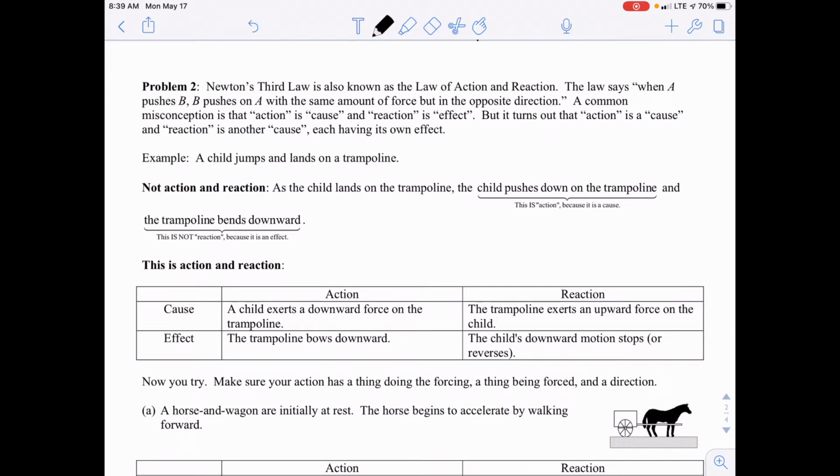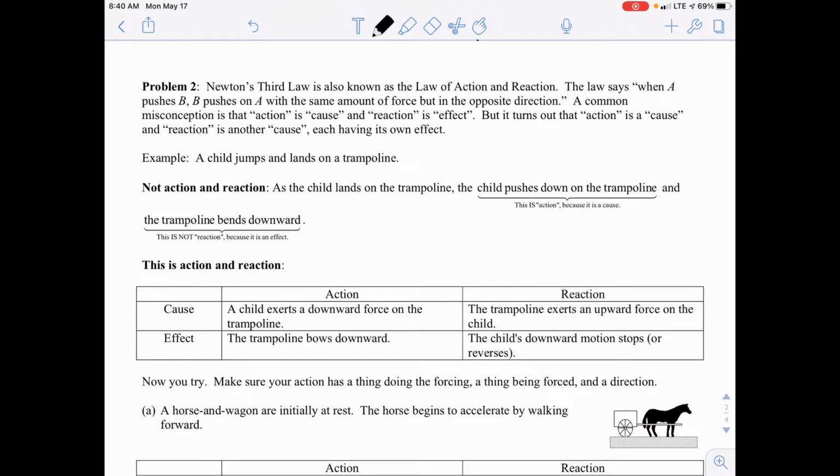In problem 2, it says Newton's third law is also known as the law of action and reaction. The law says when A pushes B and B pushes A with the same amount of force but in the opposite direction. A common misconception is that action is cause and reaction is effect. It turns out that action is a cause and reaction is another cause, each having its own effect.